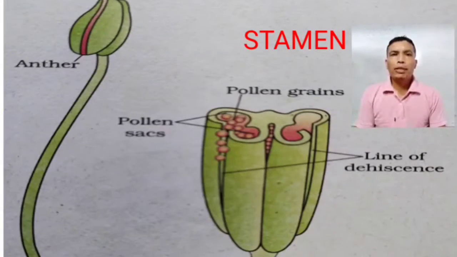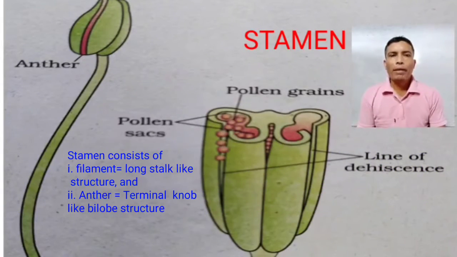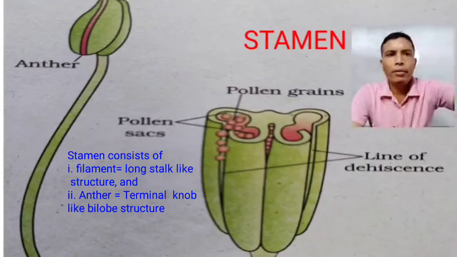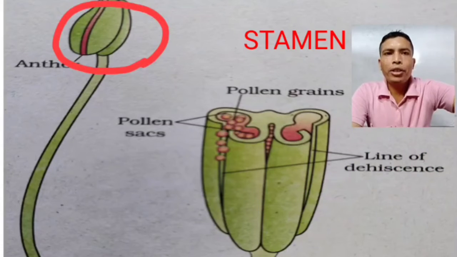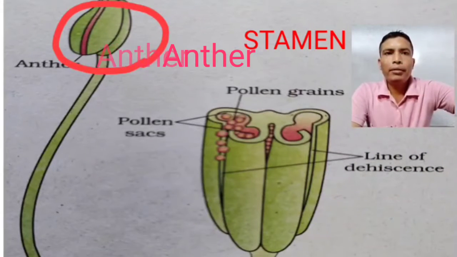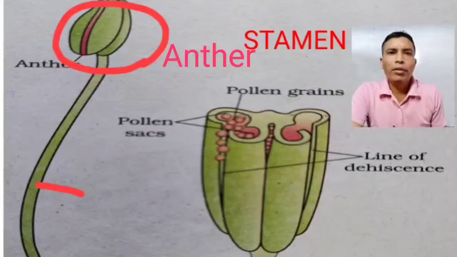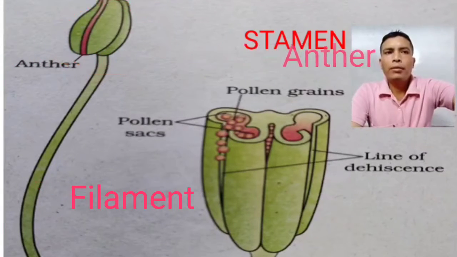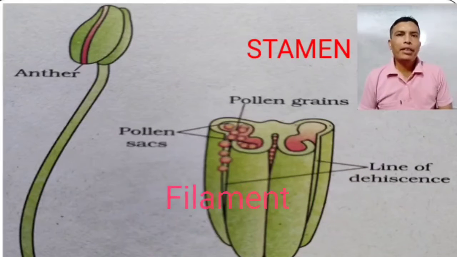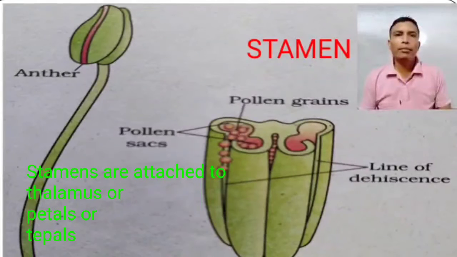Stamen represents the male reproductive organ of angiosperm or flowering plant. It consists of 2 parts, anther and filament. This knob-like structure is called anther, and this stalk-like structure is called filament. The filament is proximally attached to the thalamus, petal or tepal.